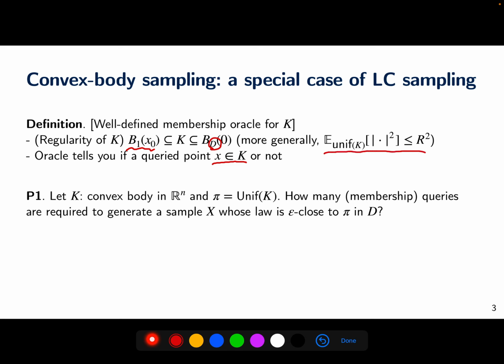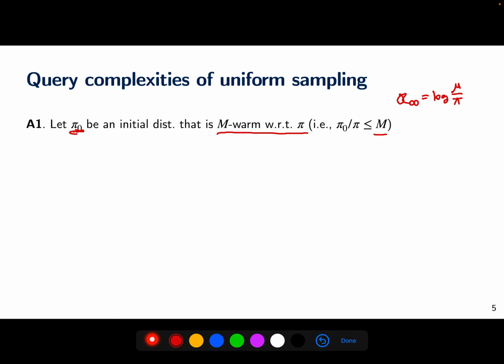Okay, now we are ready to state the complexity of uniform sampling. In this setup, we typically assume we are given some initial distribution phi 0, which is M-warm with respect to phi, which means a pointwise bound on the ratio of the two densities by M. Throughout this talk, I often say Rényi-infinity is bounded, because Rényi-infinity is the log of the ratio, so M-warm really means a Rényi-infinity bound: the Rényi-infinity distance between phi 0 and phi is bounded by log M.